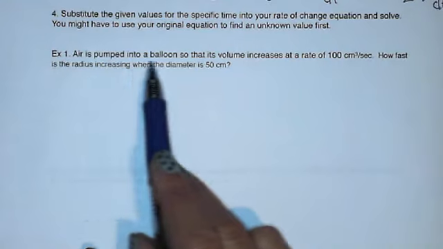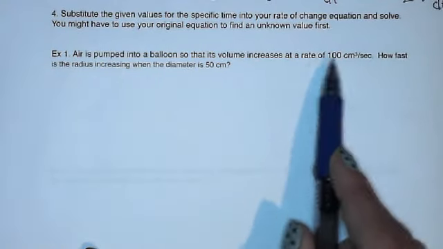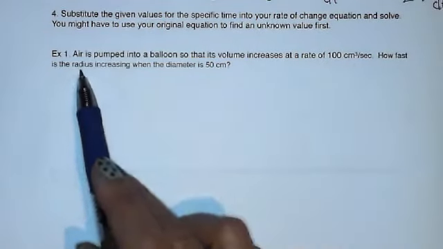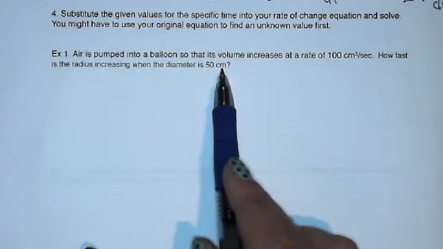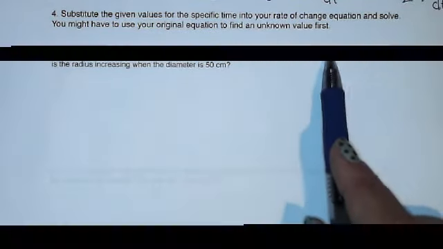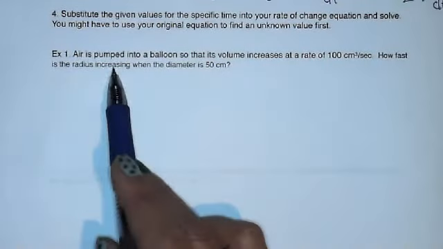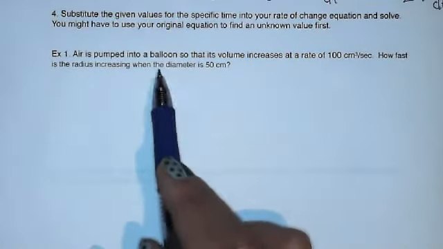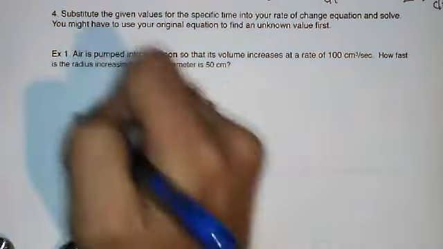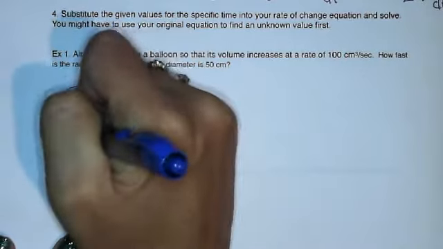All right, so we'll go back to that first one that I talked about. It says air is being pumped into a balloon so that its volume increases at a rate of 100 cubic centimeters per second. How fast is the radius increasing when the diameter is 50? So they are giving me a rate here. This is a rate with respect to time. And how fast is the radius increasing? That's another rate. That's another derivative at a specific value. So draw the picture first. So we've just got a sphere.